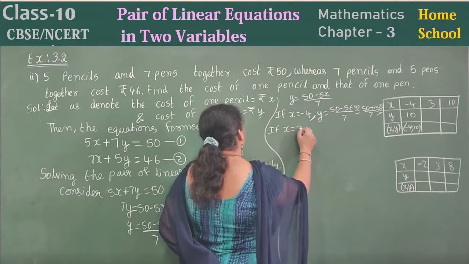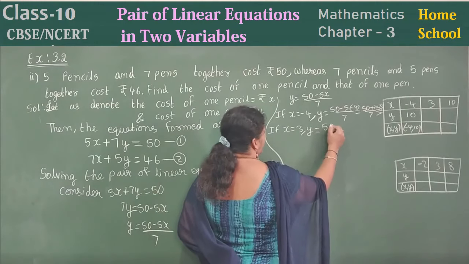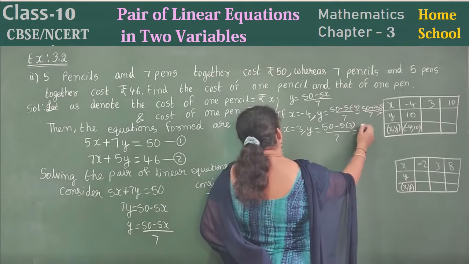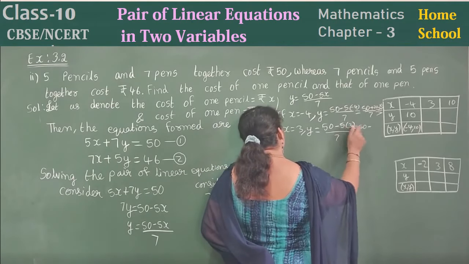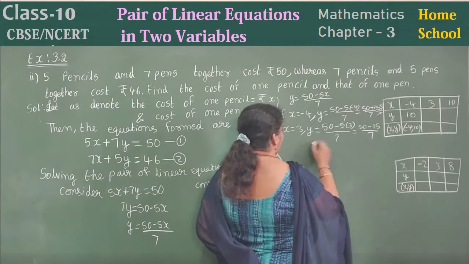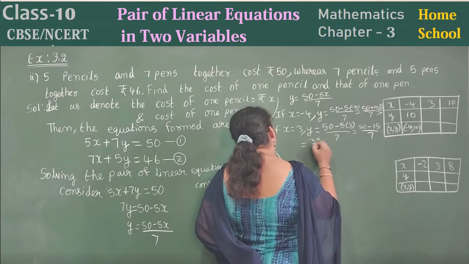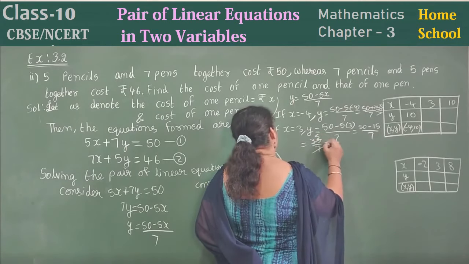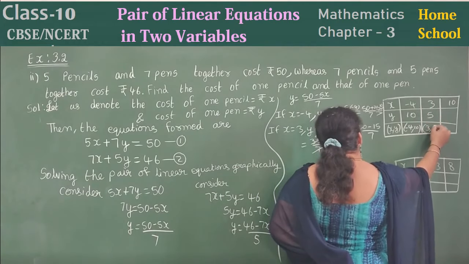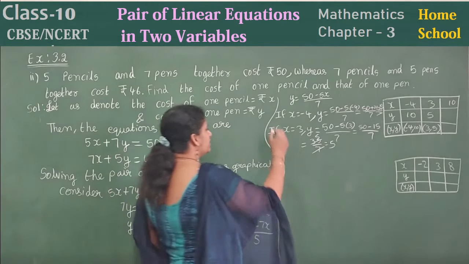Similarly, take the next value. If x is equal to 3, y is equal to (50 minus 5 into 3) by 7. 50 minus, 5 threes are 15, by 7. That will be how much here, children? 50 minus 15, 35 by 7, that will be 5. Okay, if x is equal to 3, y is equal to 5. That is 3, 5 is your coordinate. See the third one.